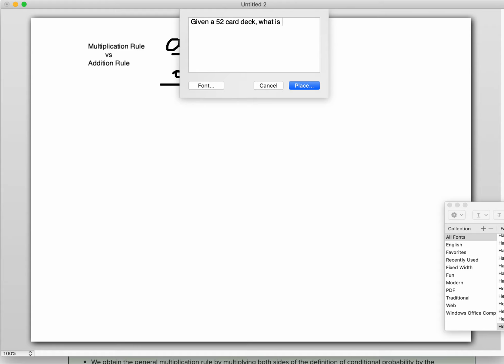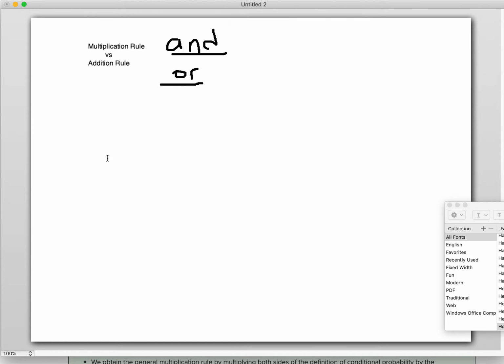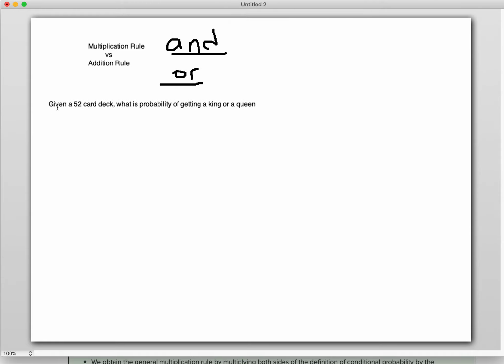If I'm looking at a situation with an or, I would say: given a 52 card deck, what is the probability of getting a king or a queen? I'm just typing this out so you can see it. So my first clue here is the word or.